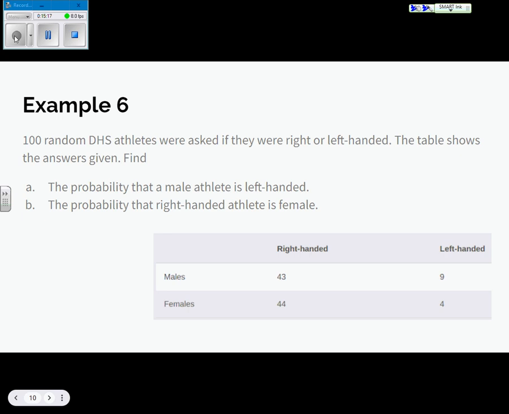So I want to find the probability that a male athlete is left-handed. Kind of getting into some conditional probability here. I want the probability of a lefty given that they were male. So my sample space is going to be all my male athletes that I talked about. So I said that there was 52.